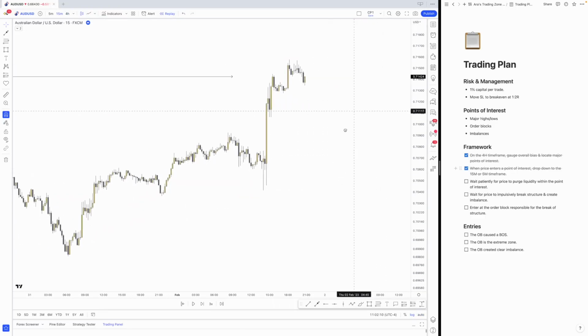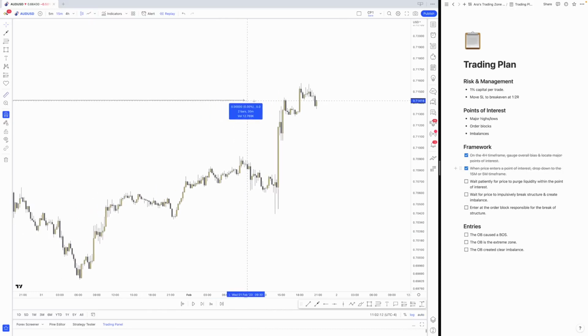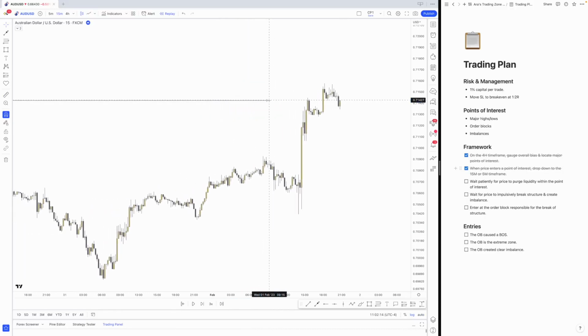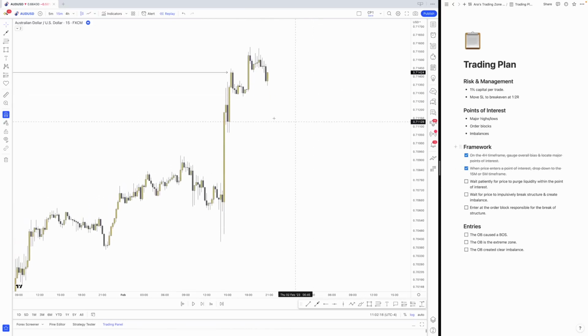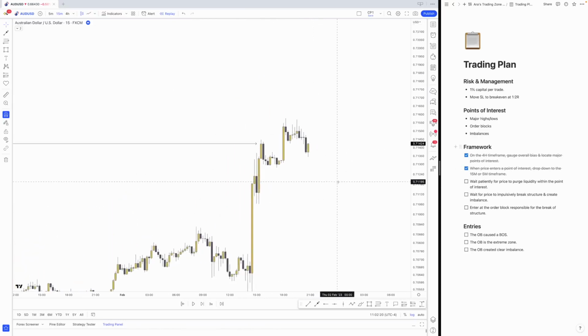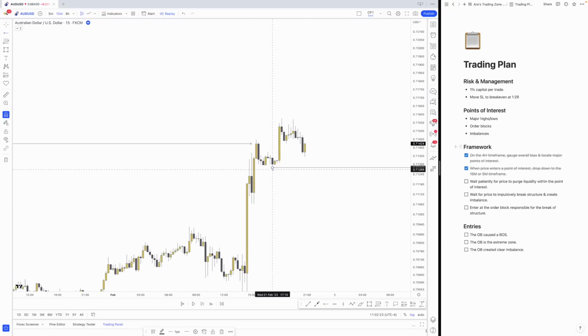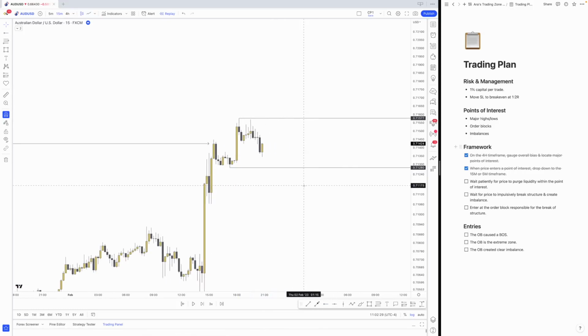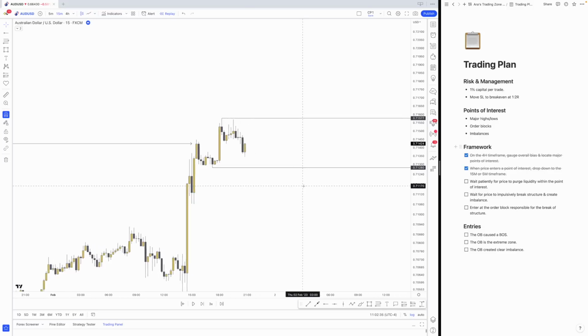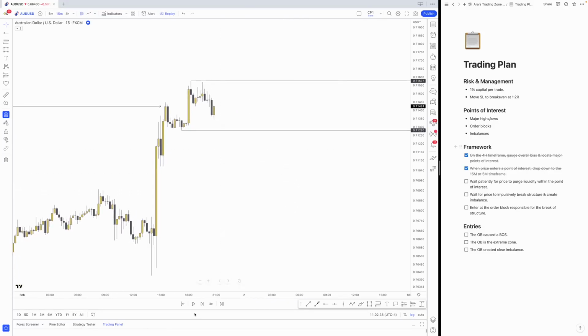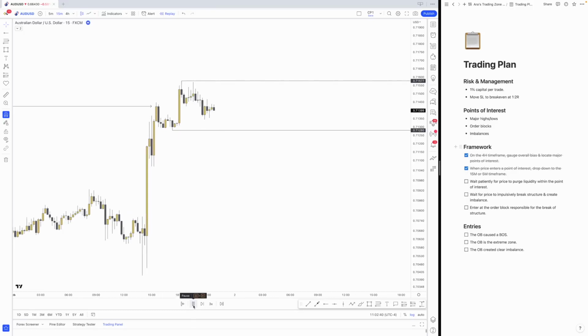So here we are on the 15-minute. Let me drag this out a bit. So the current structure that we're looking at after this potential liquidity grab has occurred would be this low right here and this high right here. So we would need this low to be violated in order for a change of character to form and to validate our selling bias for our trade idea. Let's play price forward and see how this develops.